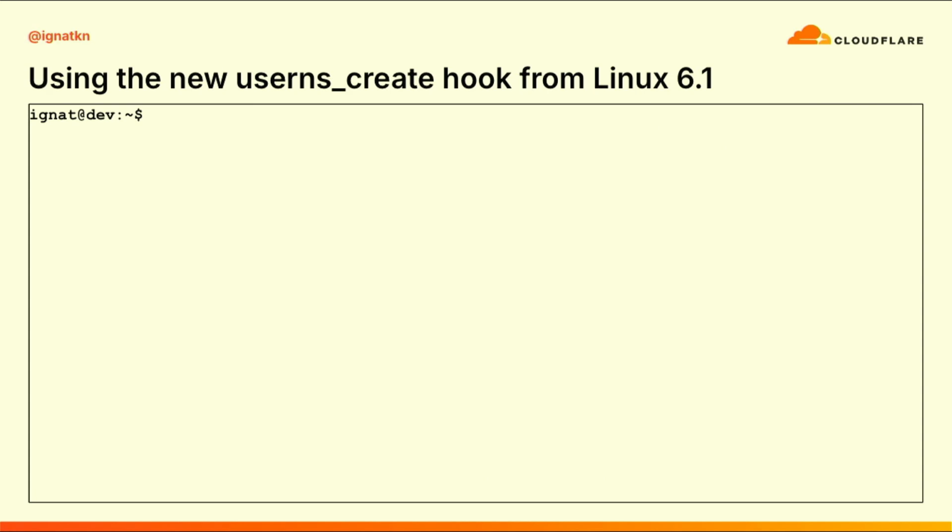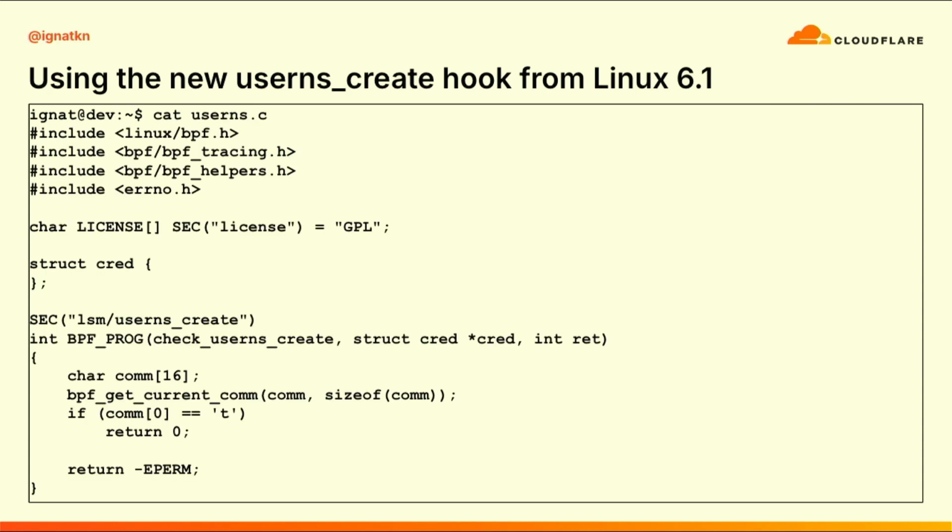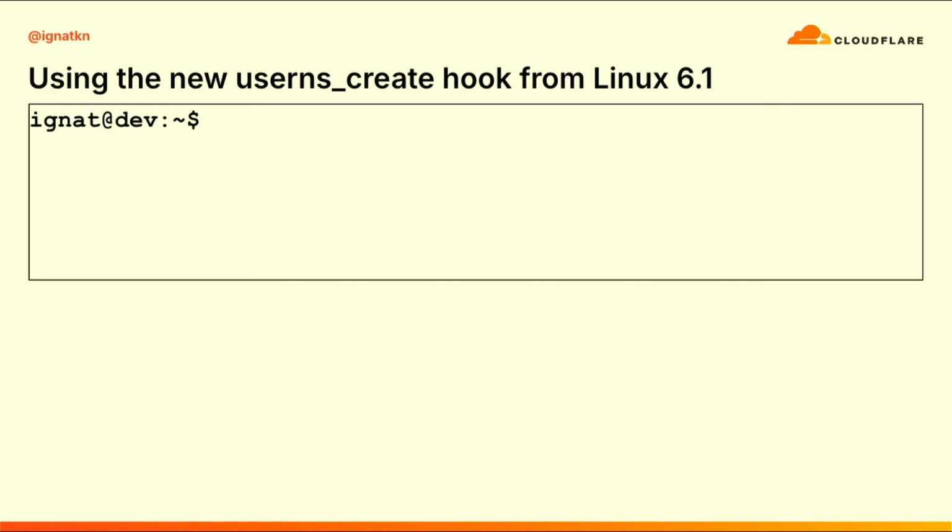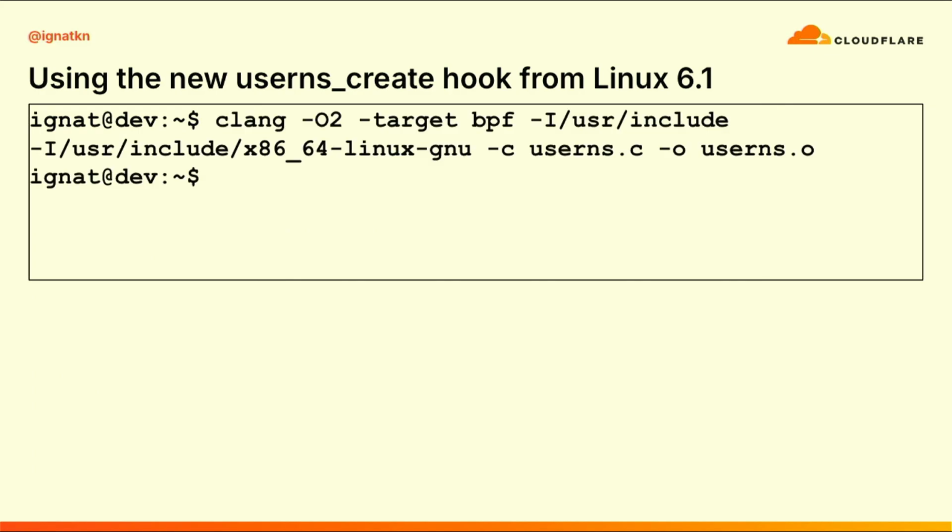So now you can write, for example, a simple BPF program with a new hook called user_ns_create. And here, as an example, I'm writing a very not useful policy, but demonstrable. So, for example, if your program name starts with a T, you're allowed to create a user namespace, but if not, you're not allowed. So here is the full code. You can also copy paste all of this and try it yourself.